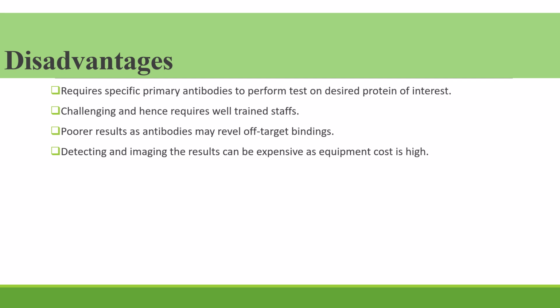And moving next to the disadvantage part. There are various possibilities that some non-specific binding could occur, and it could give certain false results, poor results, as कोई ऑफ टारगेट बाइंड कर गया एंटीबॉडी में तो हो सकता है ना. Detecting and imaging the results can be expensive. That's true. If you are running a gel in your lab, it is definitely going to cost you around 4 to 5,000 rupees, because see how many reagents you have to use. It is such a long process.